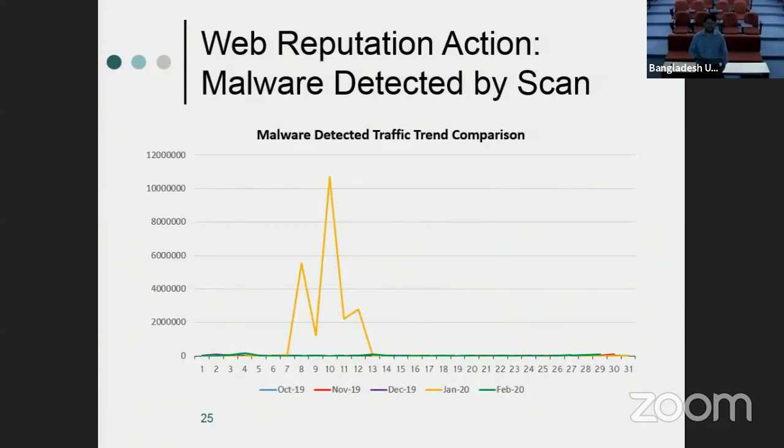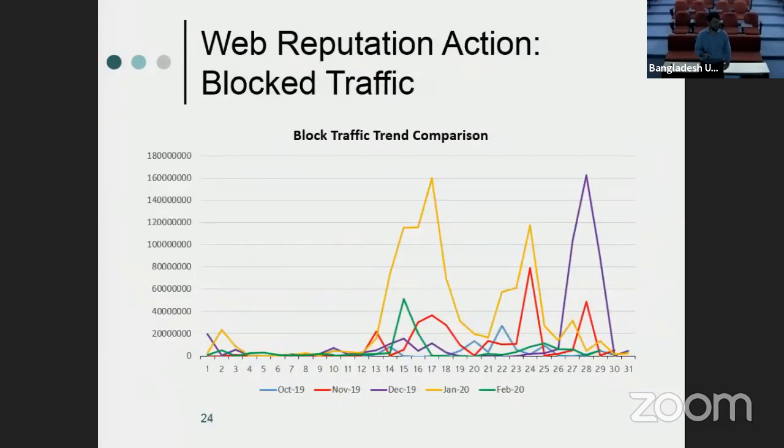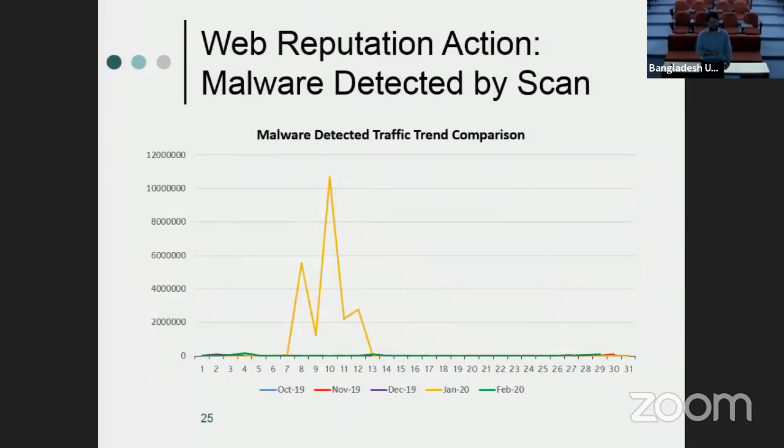So this is malware detected by scanning. The one that I showed before is blocked by default. That means the reputation score is below -6. If the reputation score is above -6, then we have to scan it further. After scanning again, we detected some attacks as well. In January we had a huge attack, around 10 million, so because of that the other graphs show almost 0, but we actually had attacks in those cases as well. What it means is that after our scanning in an additional layer, we are able to detect additional malware traffic as well. That was one of the findings that we had.